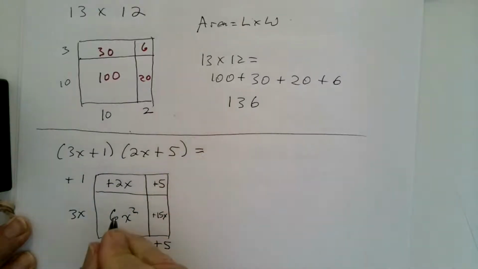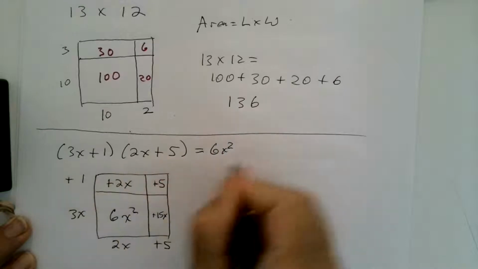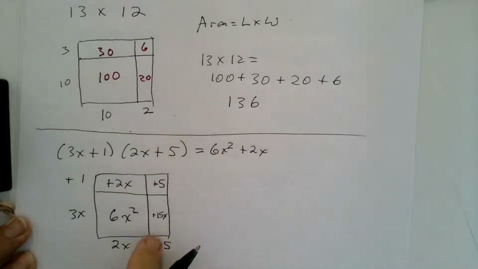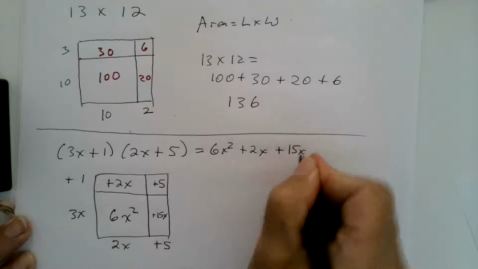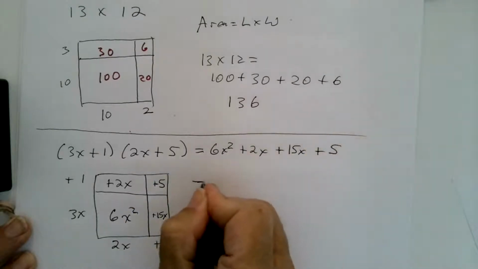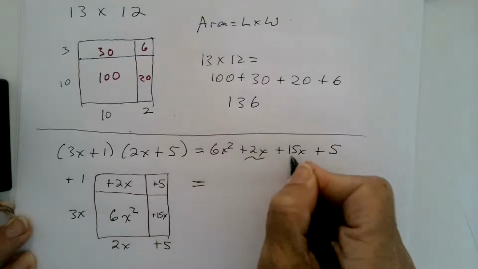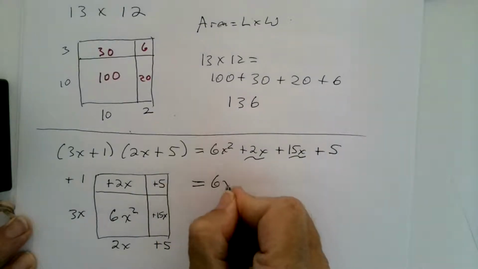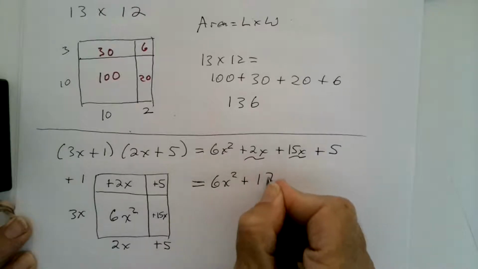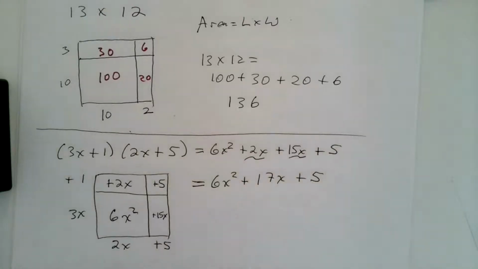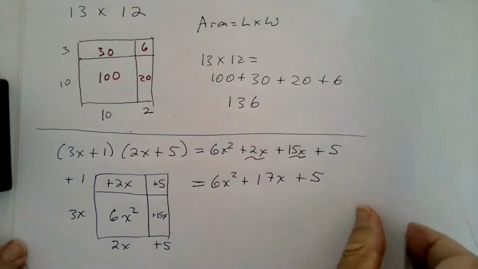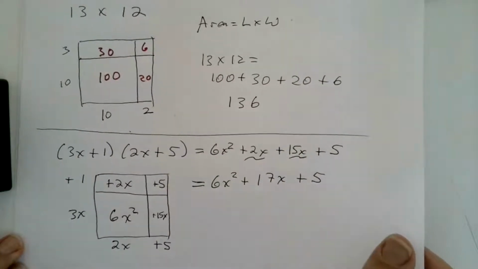So if we add all those together, what do we have? We have 6x squared here, plus 2x, plus 15x, plus 5. And then we look for like terms. There's 2x plus 15x is 17x. And we get 6x squared plus 17x plus 5. And I want to show you how this is a better tool for generalizing polynomial multiplication. So the FOIL method works if it's a two-piece binomial times a binomial.